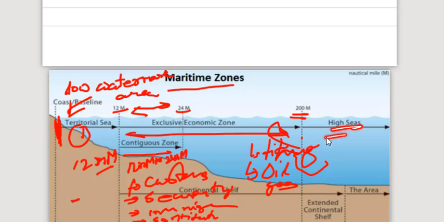Now coming to the high seas, what are high seas? Beyond the exclusive economic zone is the high sea area, where no single country has jurisdiction. So it comes under the global commons. Now coming back to the topic.